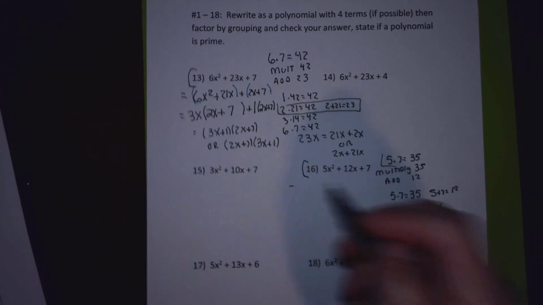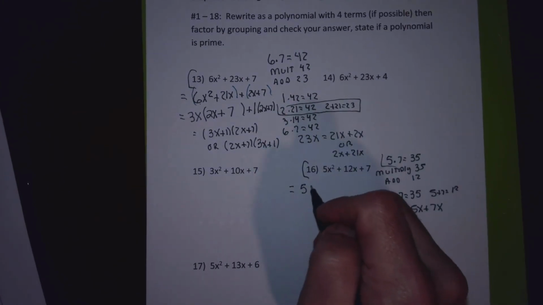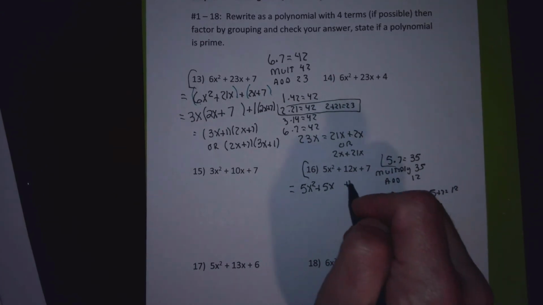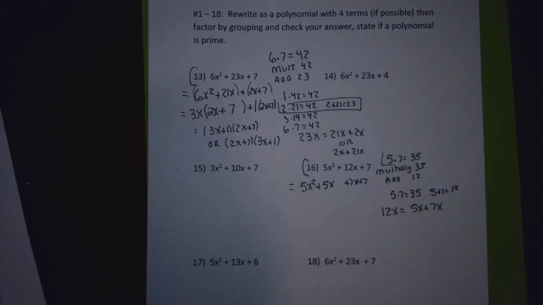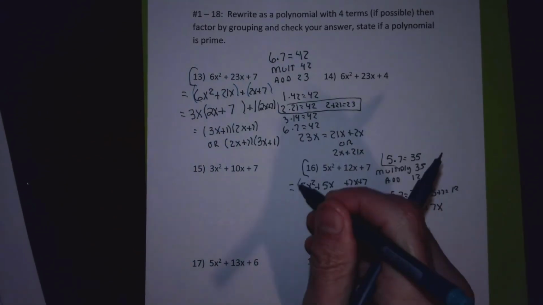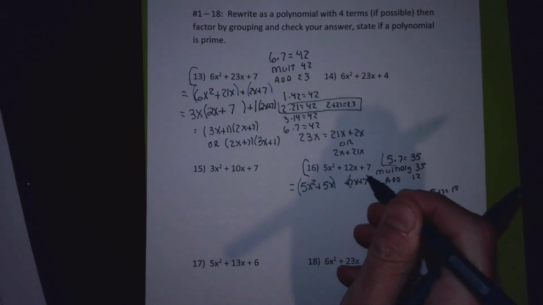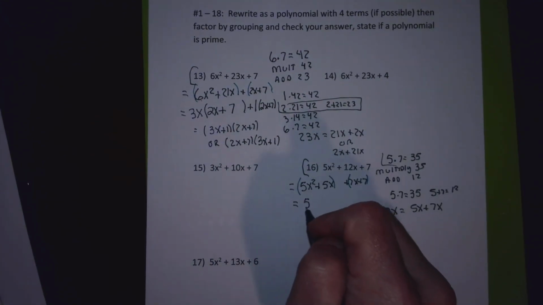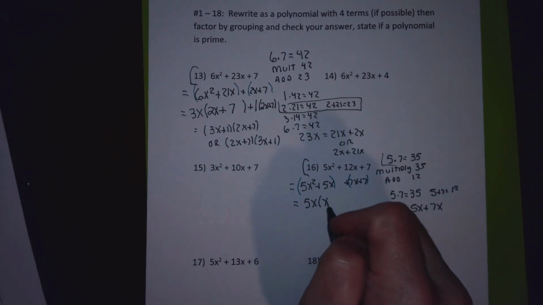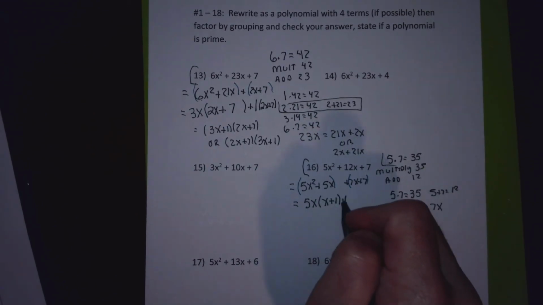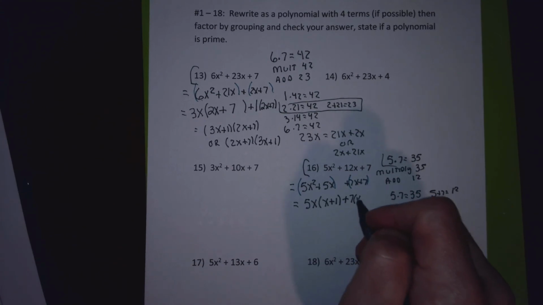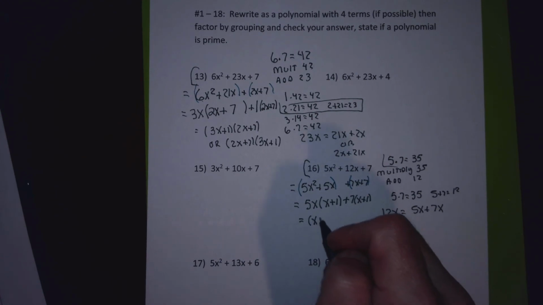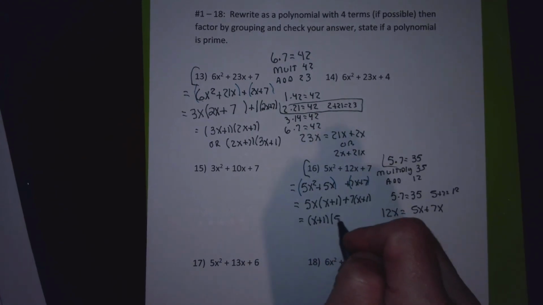I'm going to rewrite this problem as 5x squared plus 5x plus 7x plus 7. Introduce my parentheses. First parentheses, I'm going to factor out a 5x and be left with an x plus 1. Second parentheses, I'm going to factor out a 7 and be left with x plus 1. And then I'll write my answer. Just because the video is long, I'm only going to write it one way.